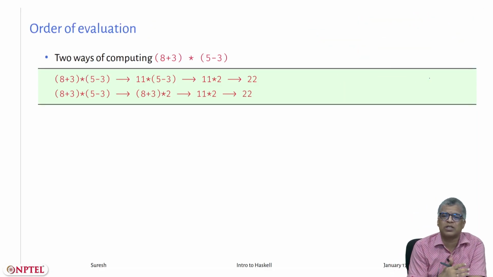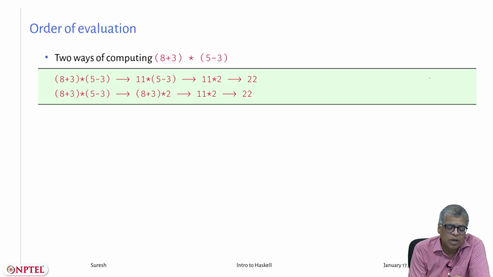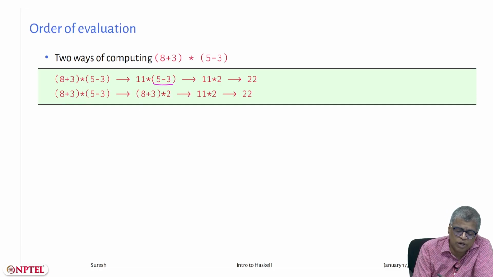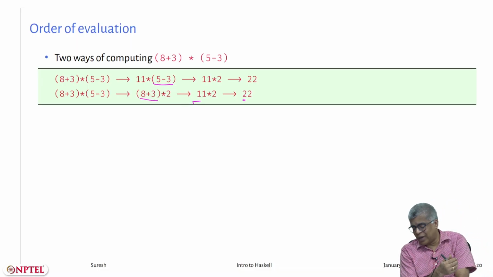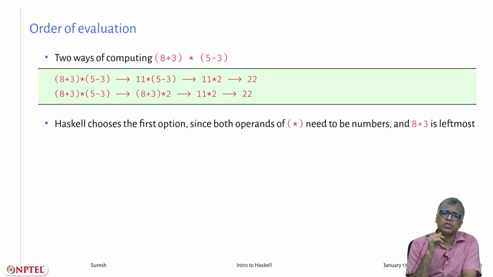Now, there is some stuff about order of evaluation. There are two ways of computing 8 plus 3 times 5 minus 3. You can either do 8 plus 3 times 5 minus 3 equals 11 times 5 minus 3 equals 11 times 2 equals 22, or 8 plus 3 times 5 minus 3 is 8 plus 3 times 2. You simplify the 5 minus 3 first, and then you simplify the 8 plus 3, and then you get 22. Of course, the order of evaluation does not matter. Haskell chooses the first option. You have star, and both operands need to be numbers, and it will choose to simplify the left argument first and then the right argument.